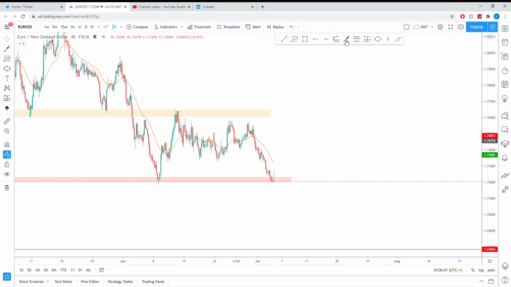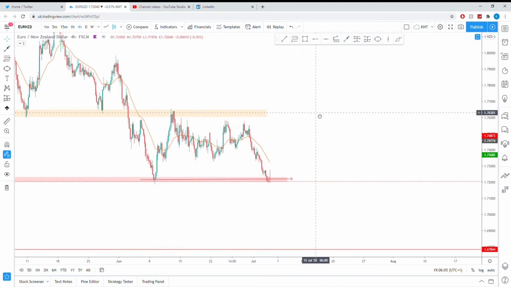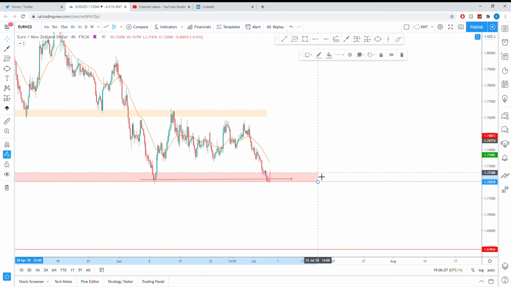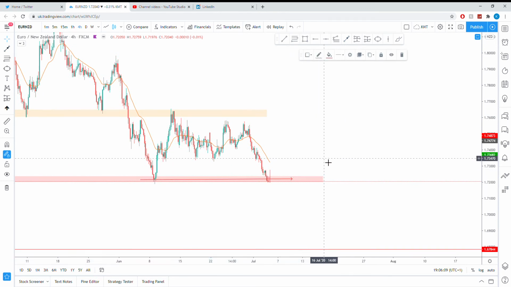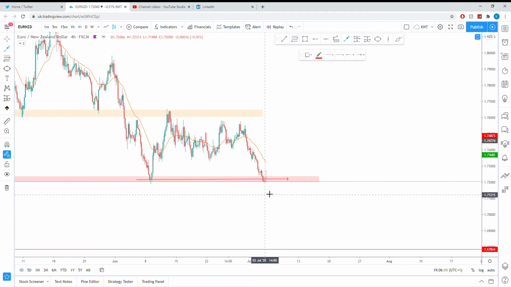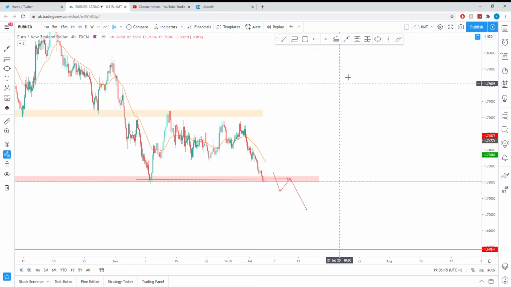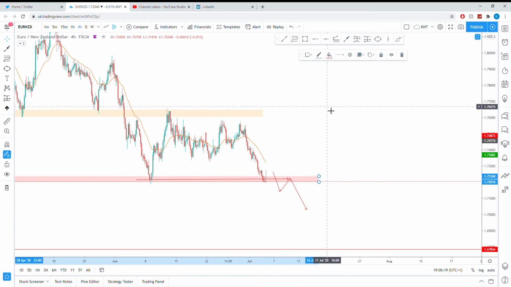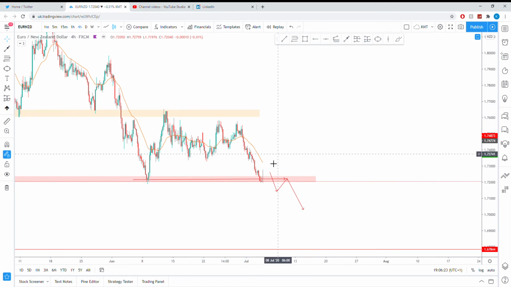So Euro New Zealand dollar, again, we've got this structure to the downside, previously acting as a former support. So if we're able to break and close this very strong, I'm hoping for that rejection to the downside. This is roughly between 1.724 to 1.72. So again, we're just waiting for that strong closure to the downside, the pullback, and then that momentum to kick us back down again.